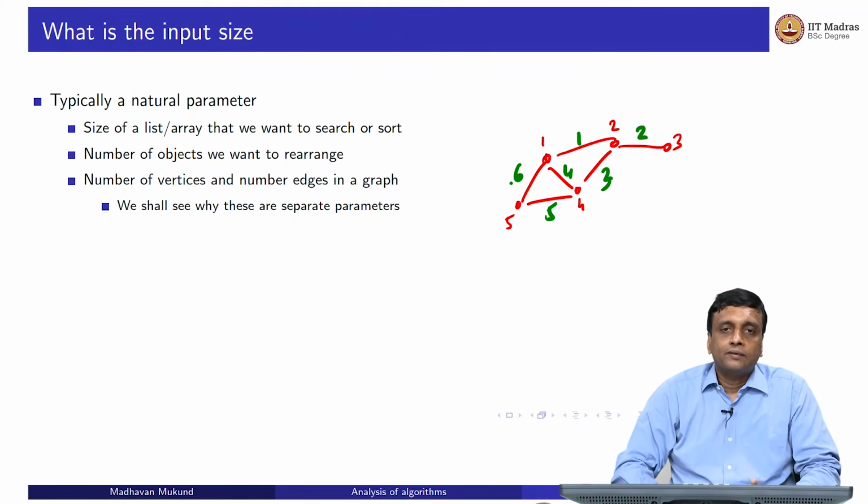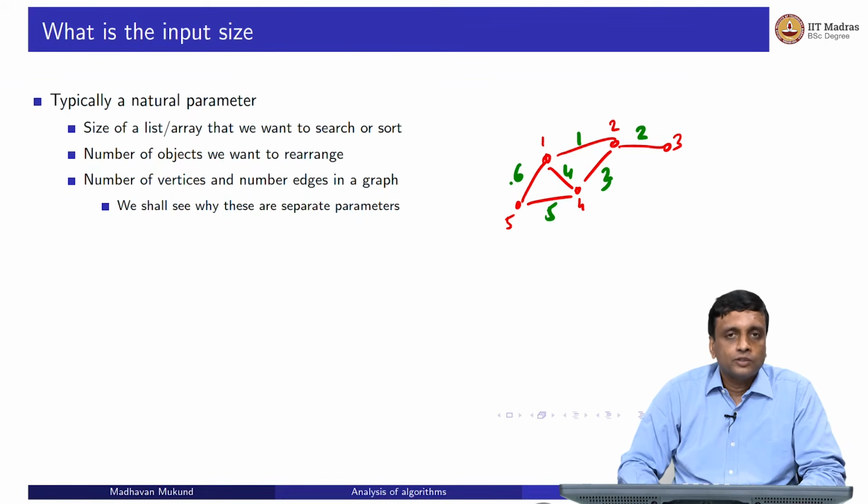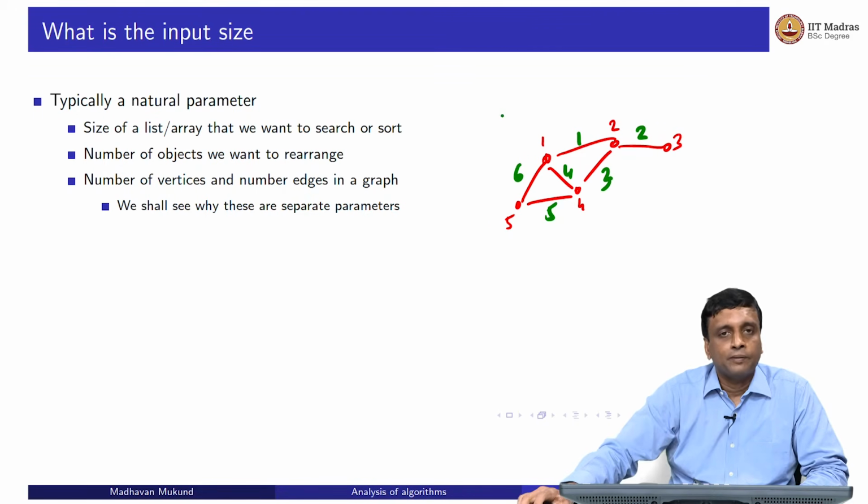So you might think that if I fix the number of vertices, the number of edges cannot grow beyond a certain level, because every edge has to connect 2 points, and so I only have a fixed number of points. So the number of edges is bounded by the number of points squared roughly. But you could have graphs in which you have very few edges, and that actually makes a difference. So typically it will turn out that when we are looking at graphs, the input size consists of the number of vertices and separately the number of edges. Both of them are important for us. They are separate parameters.